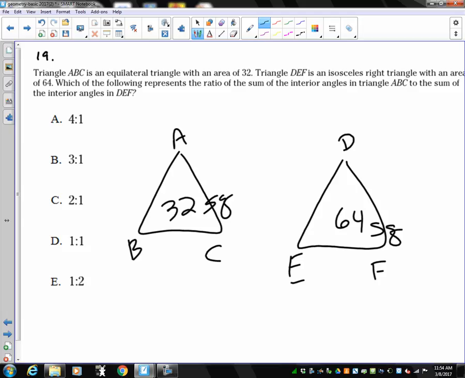The sum of the interior angles of this triangle is 180. And the sum of the interior angles of the other triangle is also 180. That had nothing to do with the problem. So 180 to 180 is 1 to 1.